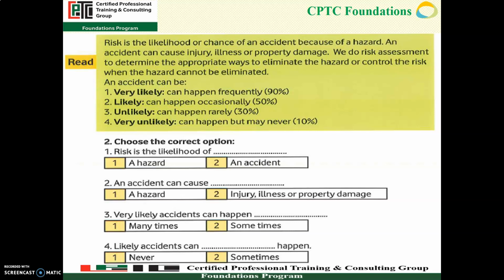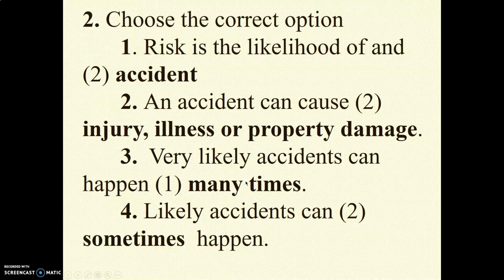So that's number two. And then number three, very likely accidents can happen. They are very likely, so they happen many times, not sometimes, many times. And the last question, likely accidents can never happen or can sometimes happen. They can sometimes happen because they are likely. Likely means possible. Likely means it's possible that they will occur or they will happen. So these are the answers, they are written for you.